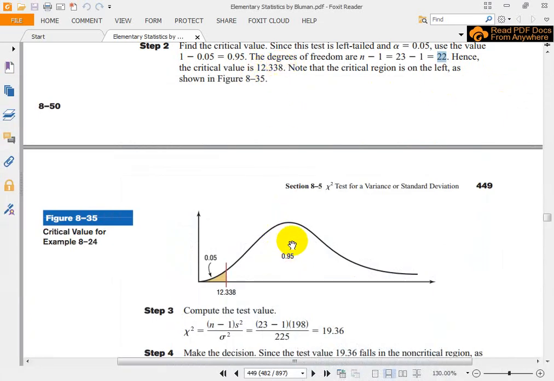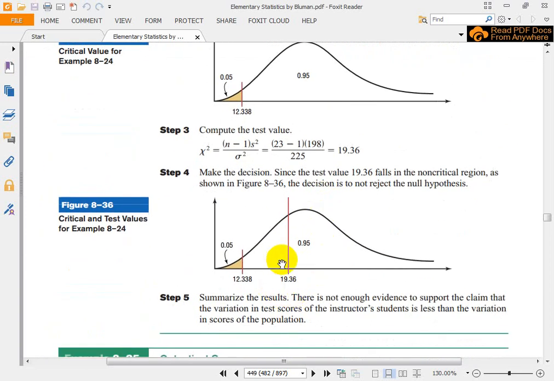So that is the 0.95 and there is a 0.05. So that is the margin. So the computed test value using the formula, I'm getting 19.36 and which is coming here. There is more than 12. So it is coming there. So it is coming here.